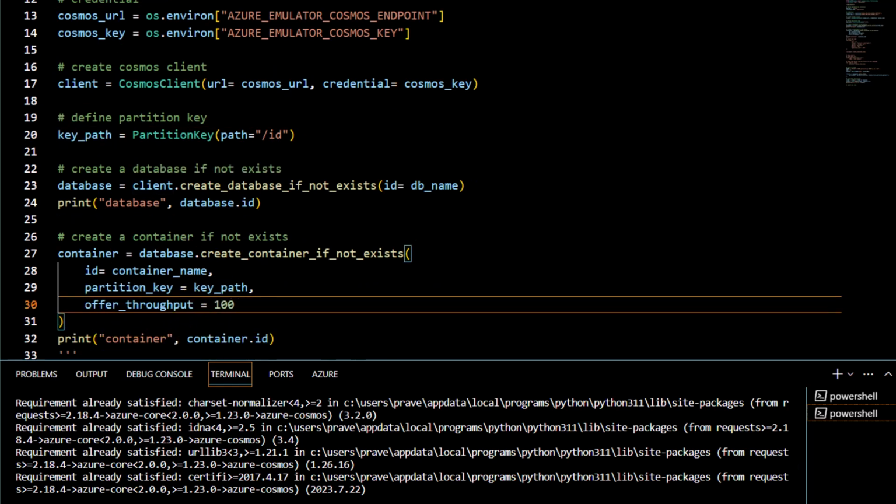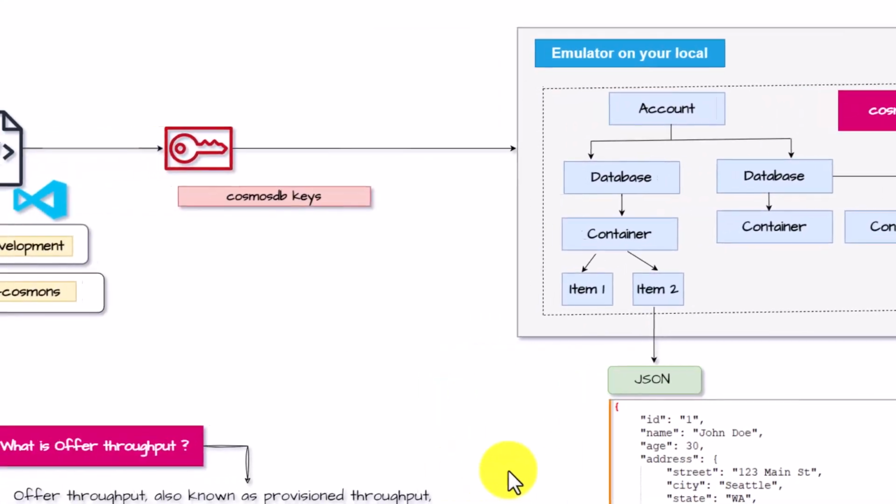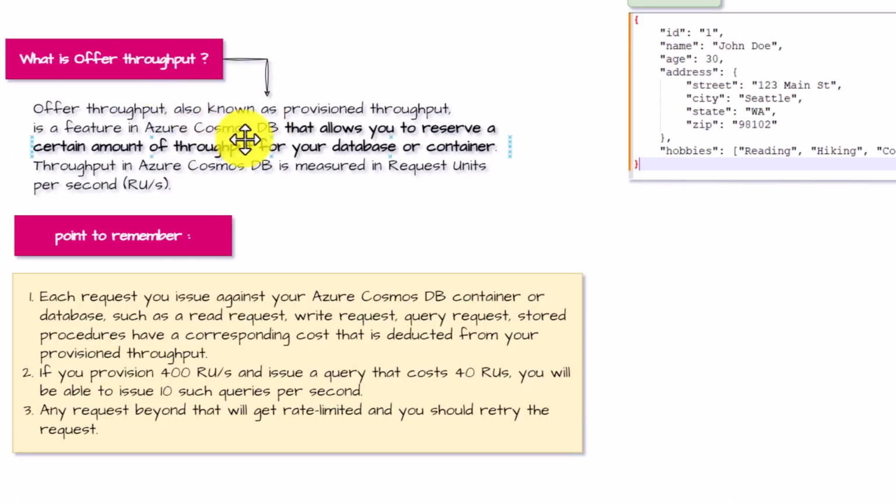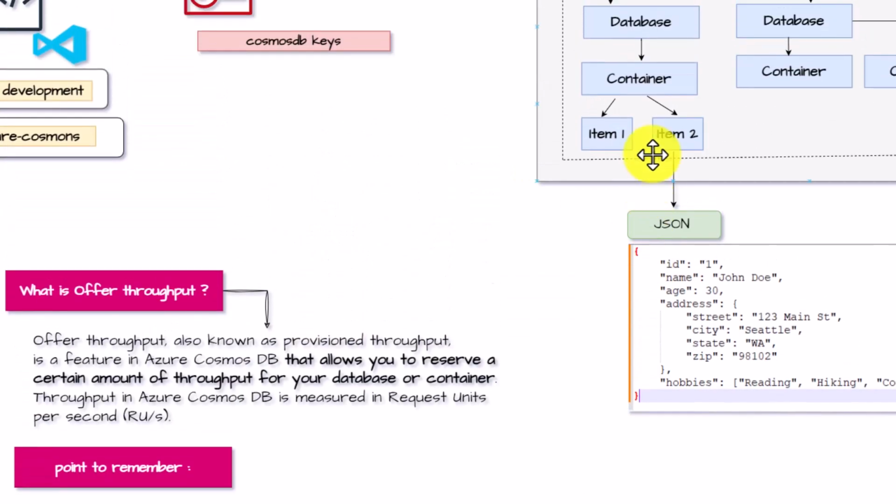Let me just cover this offer throughput, what exactly it is, because if you are dealing with Cosmos DB, then you will see this term a lot. The offer throughput will help us because, as you can see, a database can have multiple containers. So this particular offer throughput allows you to reserve a certain amount of throughput for your database or container. Suppose you have multiple containers and one particular container is a very heavy process container, where you are reading and writing a lot of data. You can just define some higher throughput under this.